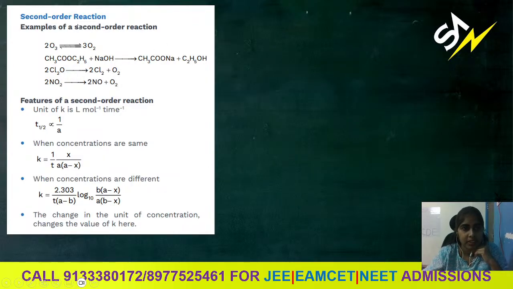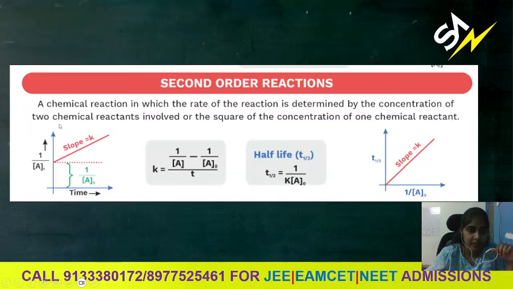Next we have seen what is meant by second order reaction. So it depends upon two variables or square of its variables. Here units of second order reaction are liter, mole inverse and time inverse. See, this is the rate equation for second order reaction, and t half is equal to 1 by k of concentration of A naught. Then this graph shows the relation of t half and 1 by A naught concentration.